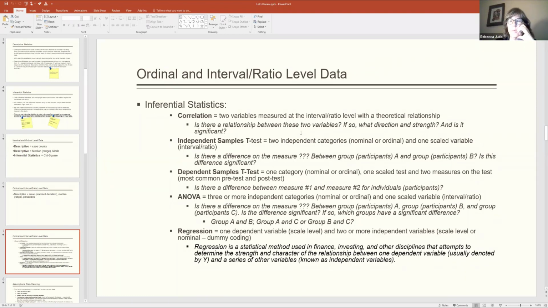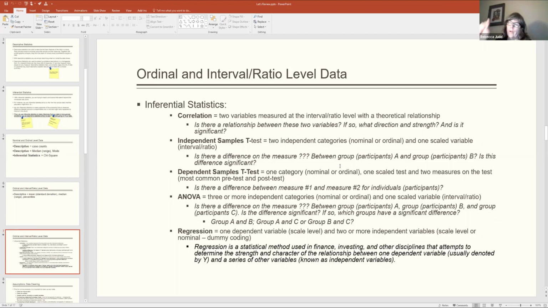It's for the independent samples t-test. The question this answers: is there a difference on the measure of depression? Is there a difference on the measure of anxiety? Whatever you're measuring between groups or participants A and groups or participants B, and is the difference significant? So that's what we're going to answer with the independent samples t-test.